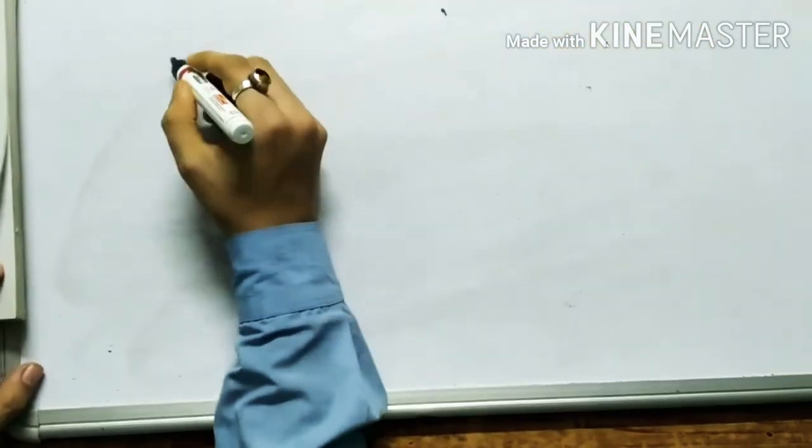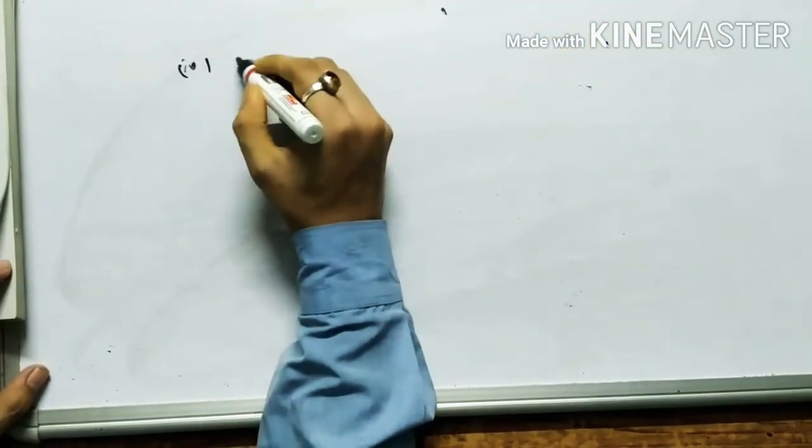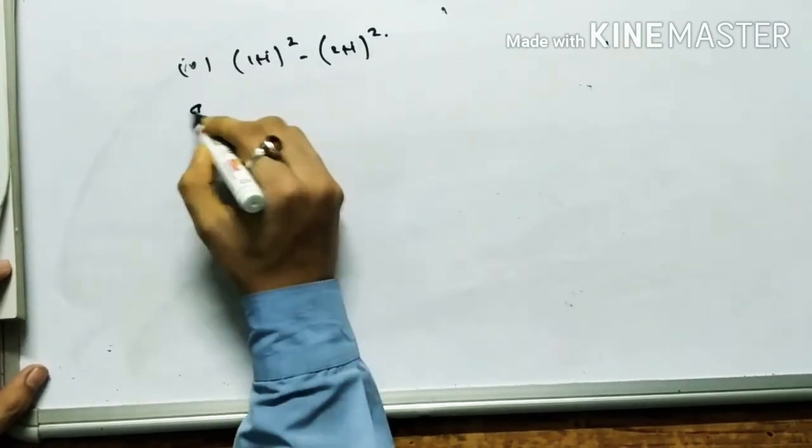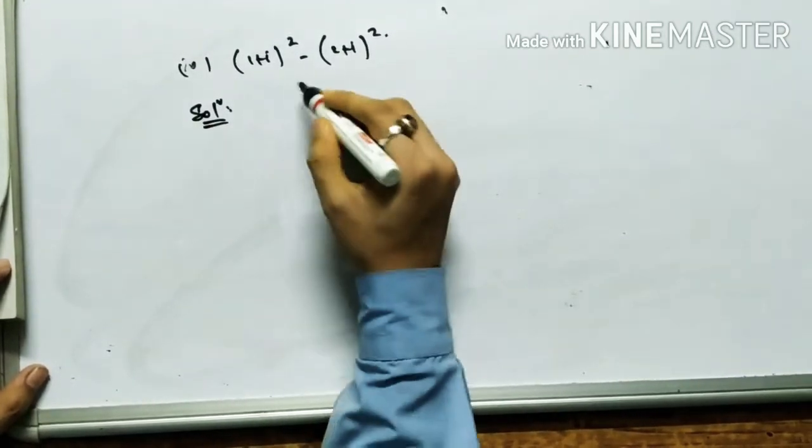Next again, I will do number 4 here. (1 plus i) the whole square minus (2 plus i) the whole square. I have to write it in a plus ib form.